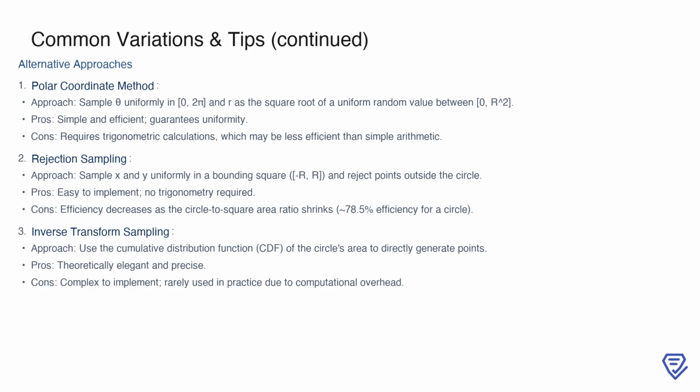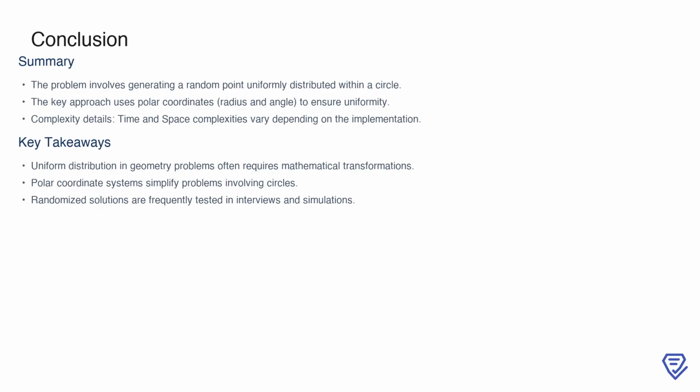Finally, inverse transform sampling uses the cumulative distribution function of the circle's area to directly generate points. While theoretically elegant and precise, this method is computationally intensive and rarely used in practice. Understanding these options allows you to choose the best approach for the specific requirements of a problem. Great job reaching the end of this problem. To recap, we discussed how to generate random points uniformly within a circle using polar coordinates. This approach highlights the power of mathematical transformations in problem solving.